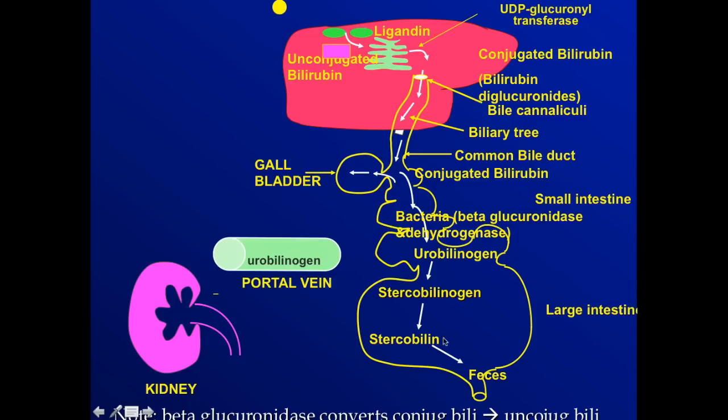Now, urobilinogen can also be converted to urobilin, and it also will color your feces yellowish brown. Majority of your feces actually consists of your stercobilin.